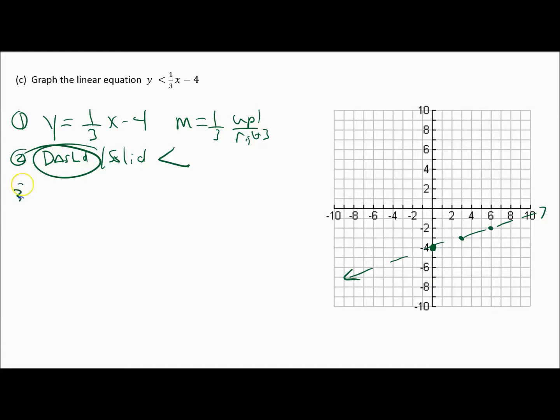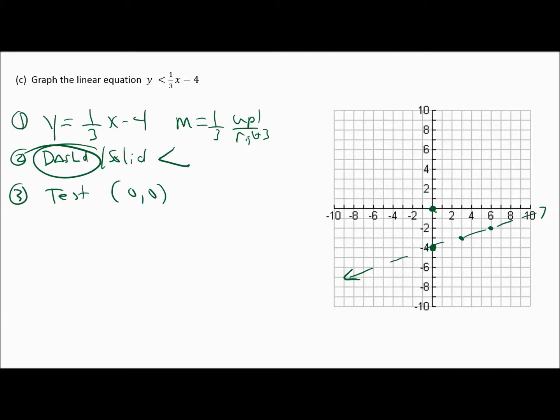Step 3, I want to pick a test point. Pick something clearly not on that line. And y'all, 0, 0 is clearly not on that line. So I'm going to pick 0, 0. Matter of fact, I almost always pick 0, 0. As long as I don't think my line goes through it, I'm going to pick it. Okay? And 0, 0 lives right here. So there's my test point right there.